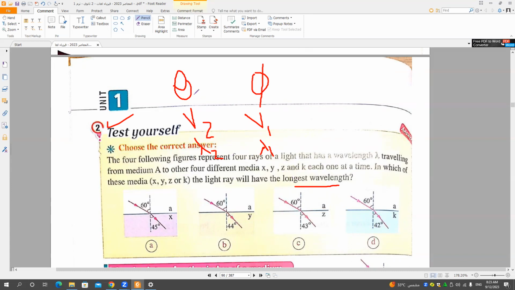So the speed will increase. So we need the angle of refraction theta greater than the angle of incidence. Why? Because when the wavelength is the greatest, the velocity is the greatest, and the angle will be the greatest. So we need an angle greater than 60.